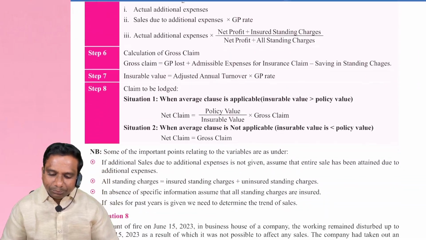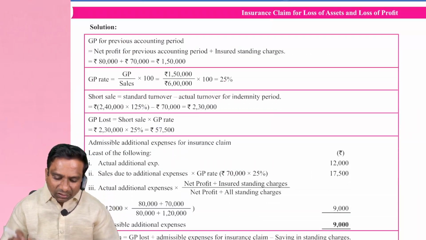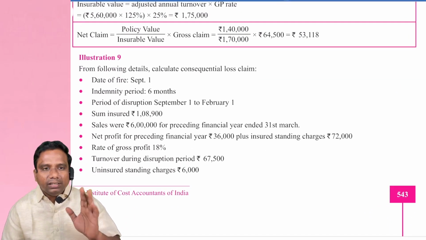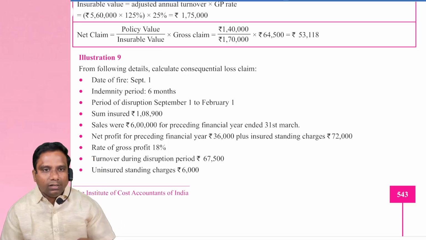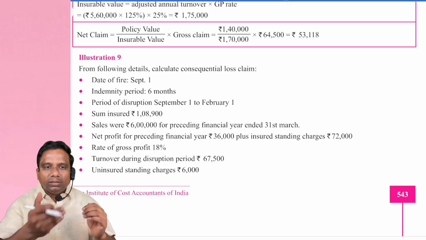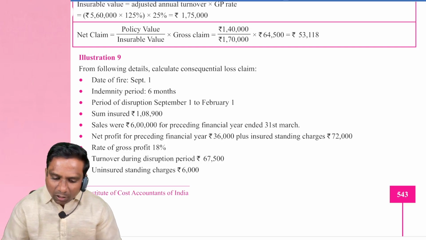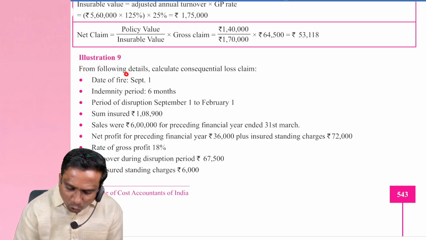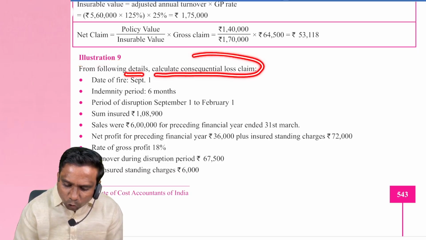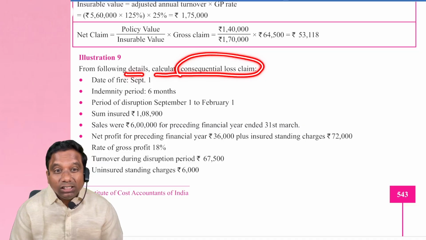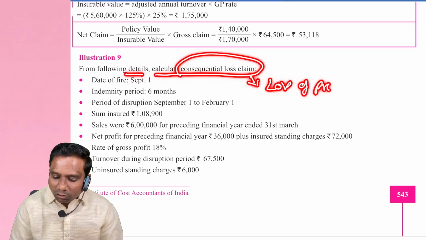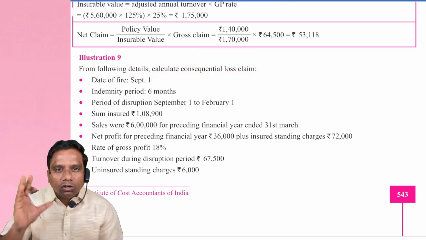Now we try to solve illustration 9 first, because it is direct data. When we get some indirect data, then we discuss again. Now look at it point by point. Illustration 9: from the following details, calculate the consequential loss claim. Consequential loss claim means loss of profit.